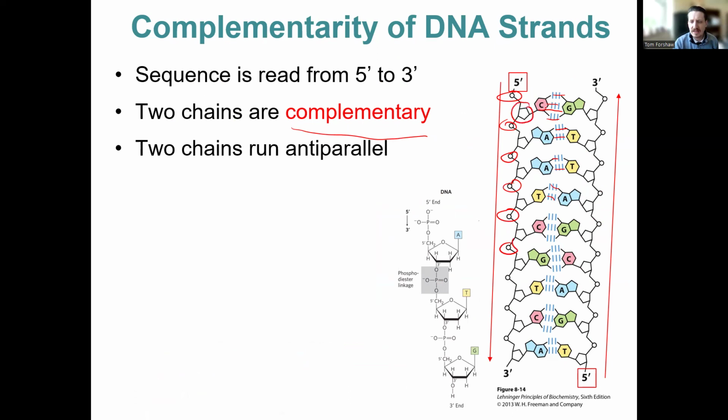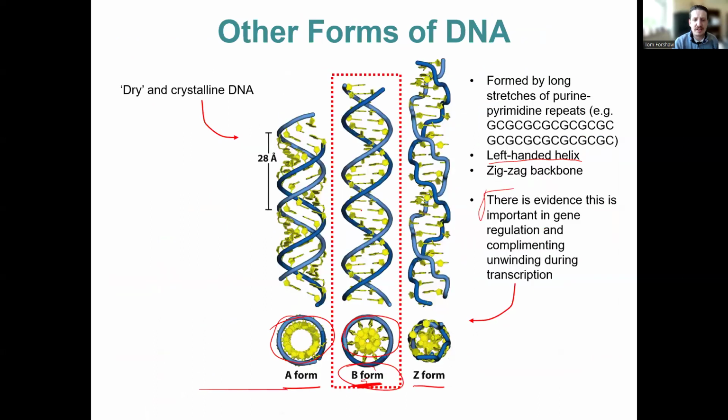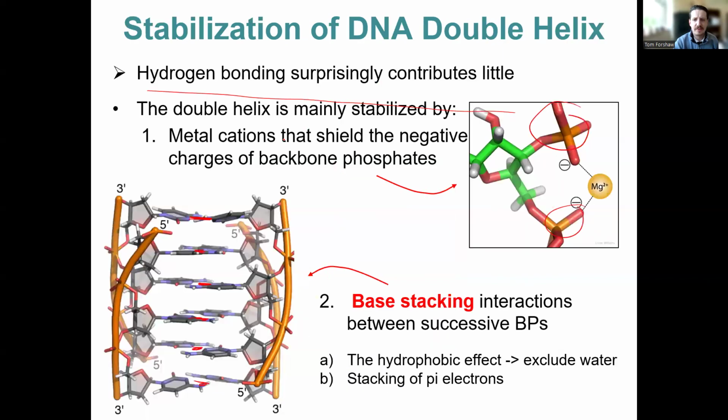Phosphate, base, sugar, base, phosphate, sugar, base, phosphate, sugar, base. The phosphates are all on the outside. There's the phosphate again in blue, and the sugar is that yellow, and the base is that yellow. The phosphates are on the outside, but the phosphates are negatively charged, and that negative charge is going to repel.